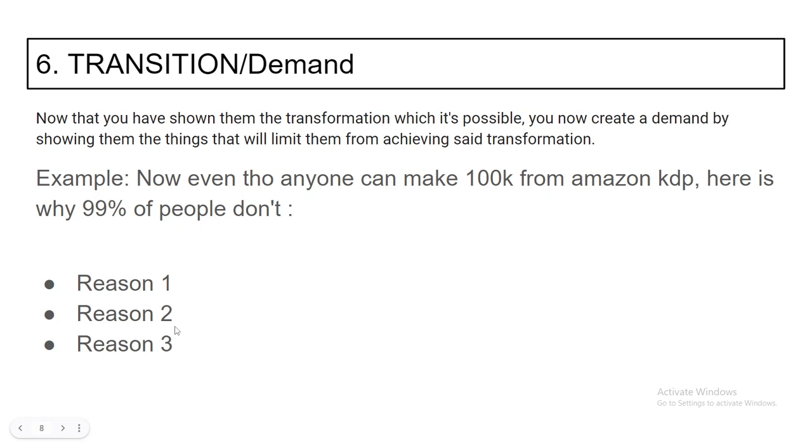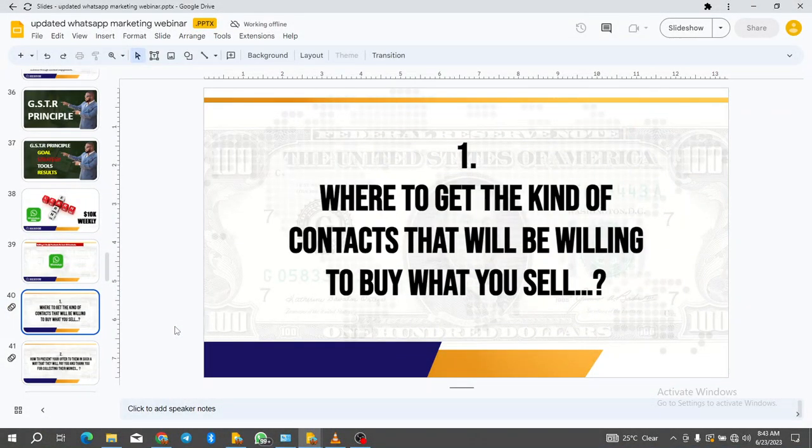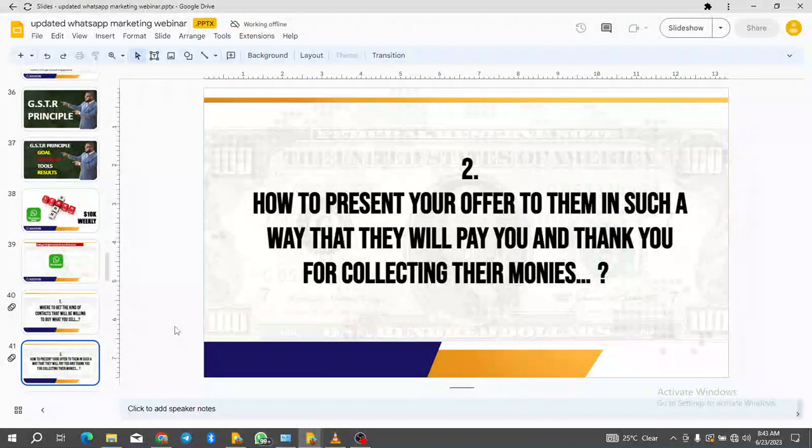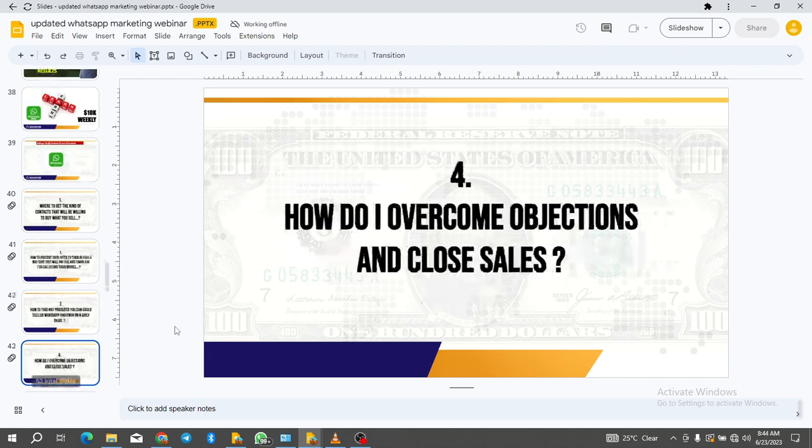So let's look at examples again. Now, he created barriers: where to get the kind of contacts I'll be selling to. This is a question. People now know that you can make a lot of money using WhatsApp, but where will they be getting the kind of contacts that will buy what they're selling? How will you present it to them so that they will even buy? How will you find hot products that sell on WhatsApp and easily earn on a daily basis? These are barriers. How do I overcome objections and close sales?